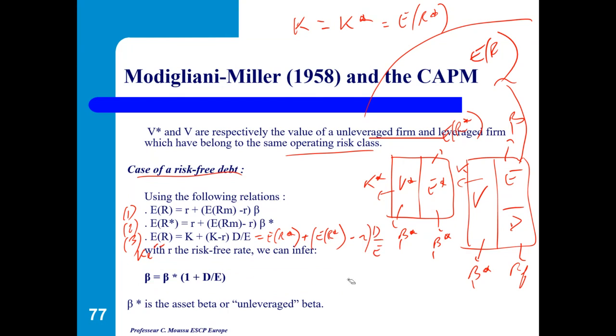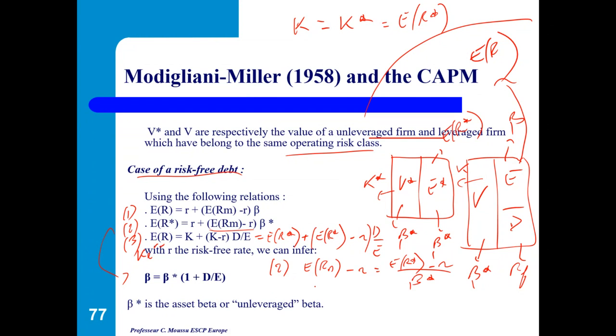So I have three propositions, and from these three propositions, it's easy to get this. Let's see how we can work this out. We use the second proposition, and from the second proposition, I can extract that this here is equal to (ER star minus R) over beta star. It's just some maths.